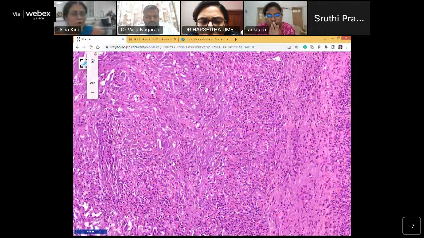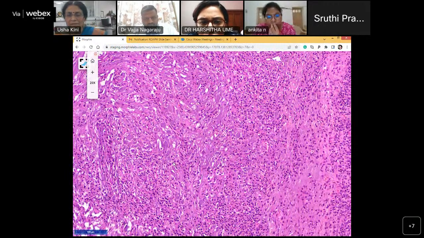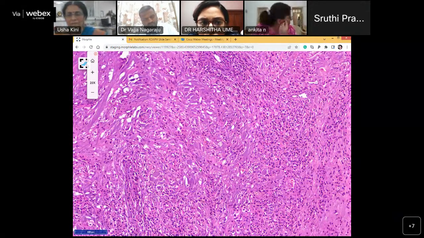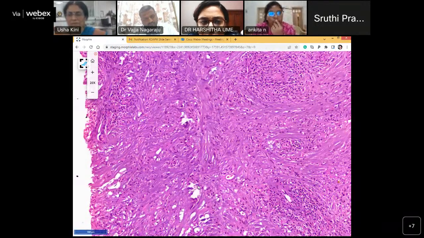This is all by the cautery effect. That is the biggest enemy for a pathologist, histopathologist. This is all burnt. The surgeon has used cautery, so you can't see anything. It's bluish, and all the nuclei have turned blue in color, so it is not possible.